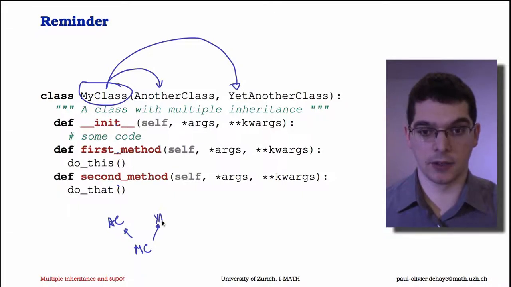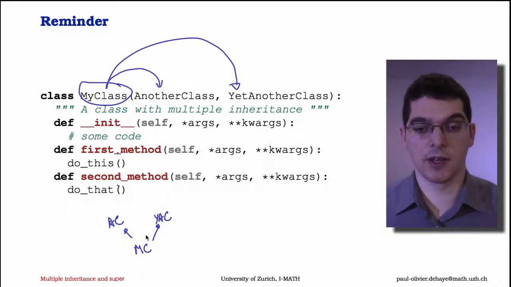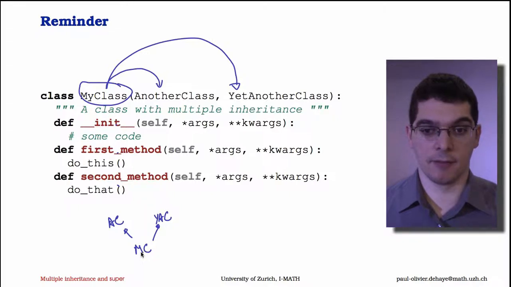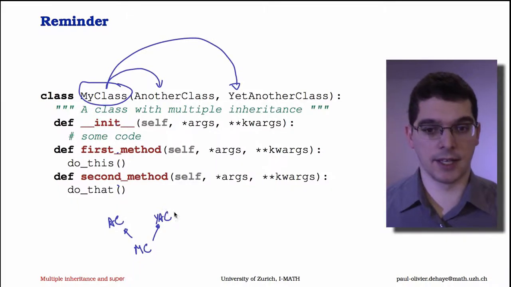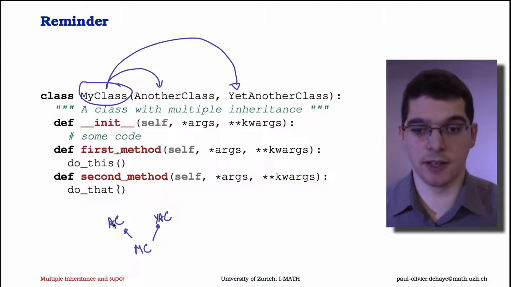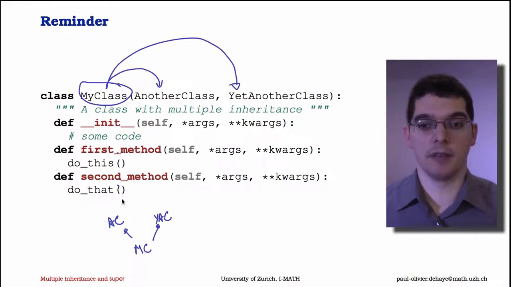But this can lead to a lot of problems, especially with method overloading, because we might have some method that we're calling for an instance of myClass, and that name is already defined in both another class and yet another class. So what do we do then? Do we define it? Do we use it? Do we use the another class version? Do we use the yet another class version? Do we use both?